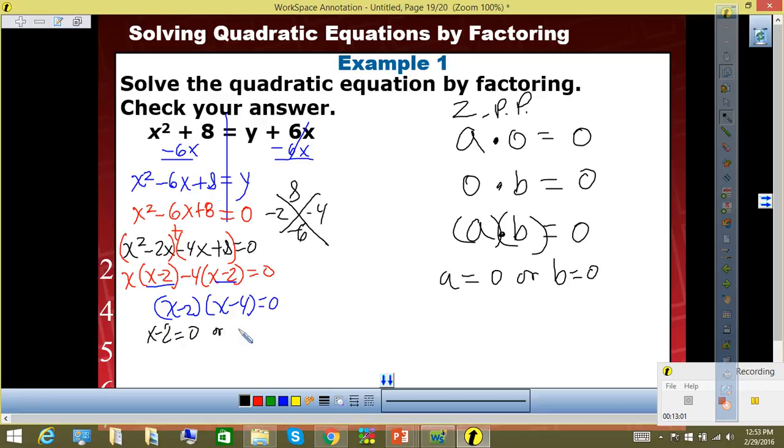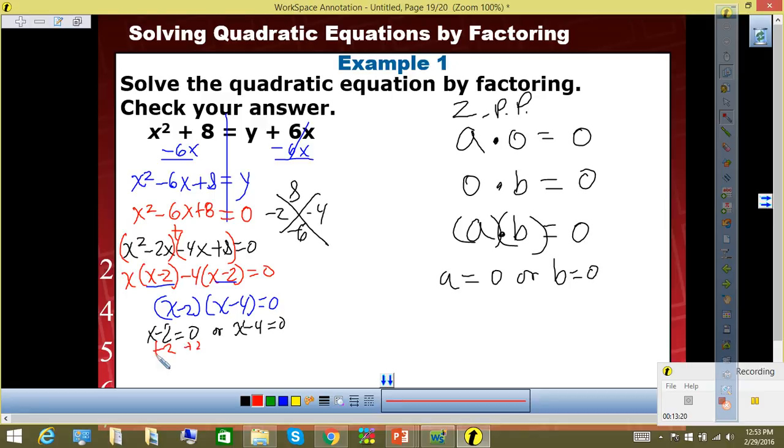or x minus 4 could be 0. Does everyone understand that now? We're still not done. Okay, let's solve the equations. What do I do here, everyone?